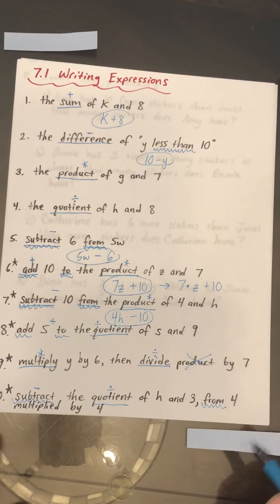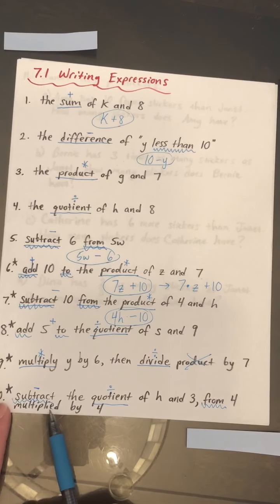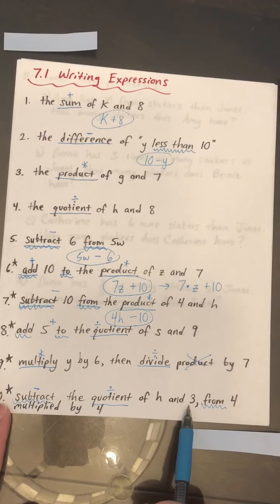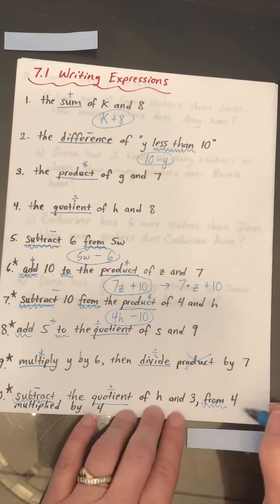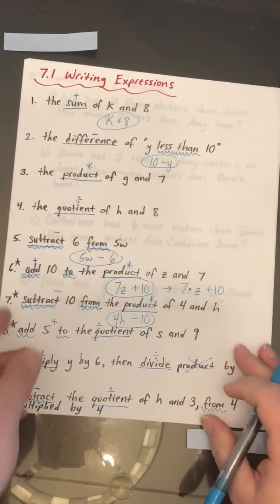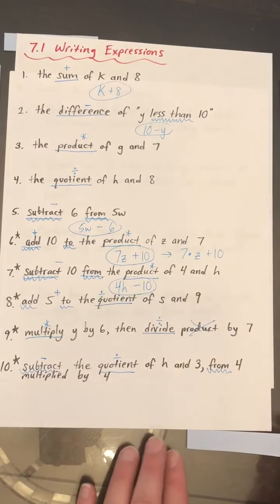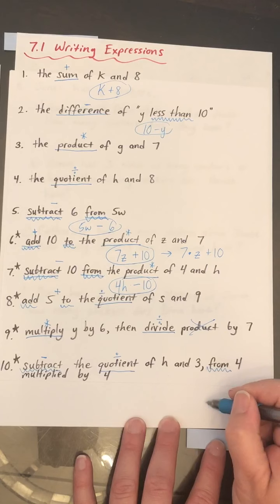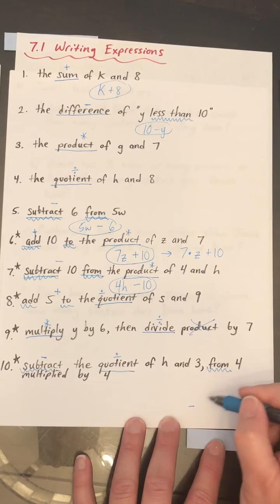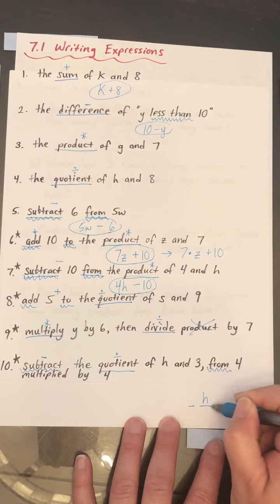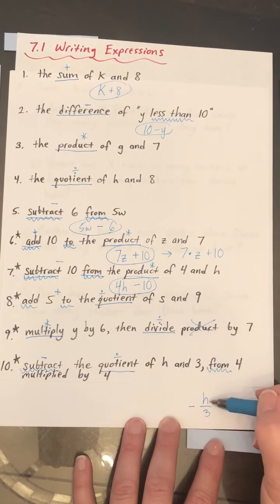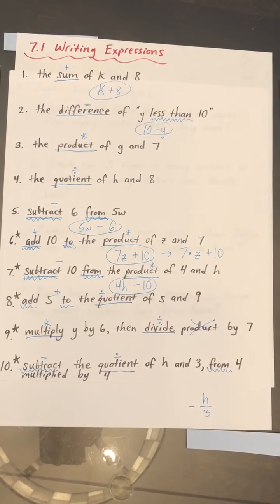Let's see if we can work this one out together. So I want to subtract the quotient of h and 3. That's the thing I want to do at the back of my expression, the last thing. Kind of out of room. See if I can steal some paper here. Scoot that up and see if I can make it work. So I want to subtract the quotient. Quotient means divide. I'm going to divide h by 3. The h came first, it's my numerator. The 3 came next, it's my denominator.